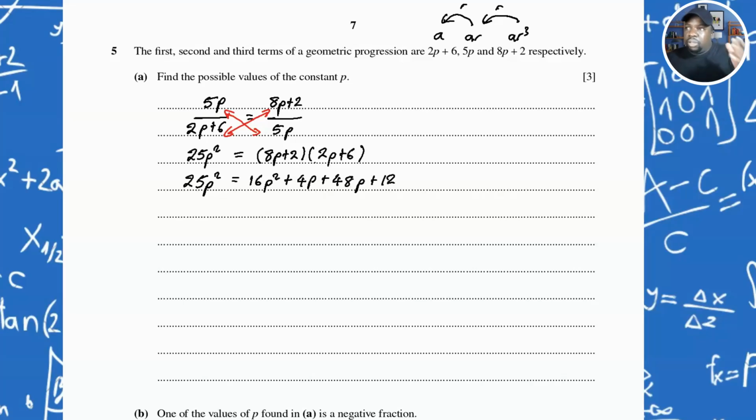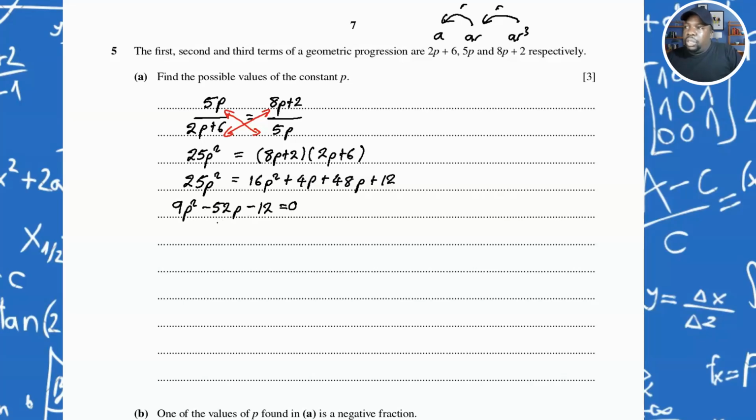And if we take everything that's on the right side to the left side, we will be having 25 minus 16p squared. That should be 9p squared. Then 4p plus 48 is actually 52. So here that's going to be minus 52p, and it's minus 12, and it's all equal to 0. All right. So we need to solve this particular quadratic equation.